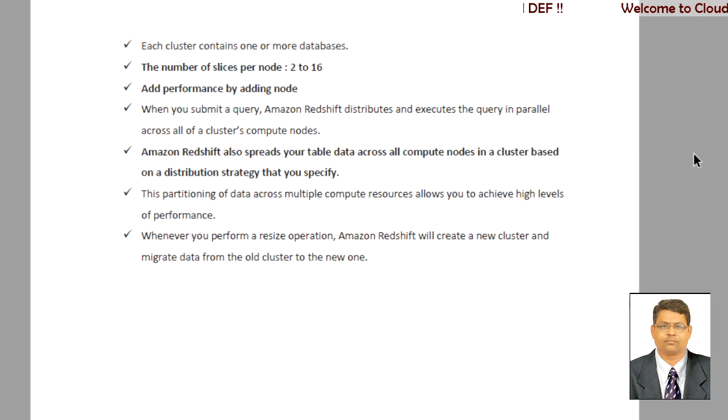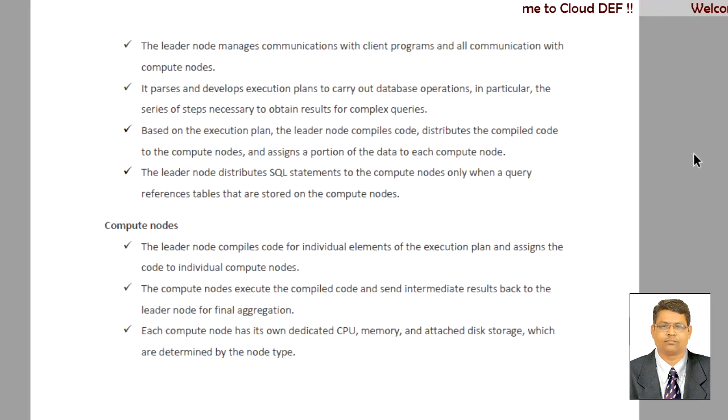It parses and develops execution plans to carry out database operations, in particular, the series of steps necessary to obtain results for complex queries. Based on the execution plan, the leader node compiles code, distributes the compiled code to the compute nodes, and assigns a portion of the data to each compute node. The leader node distributes SQL statements to the compute nodes only when a query references tables that are stored on the compute nodes. Compute nodes.